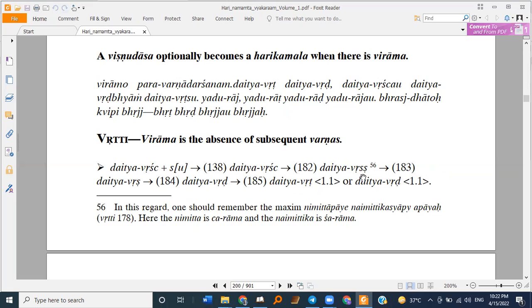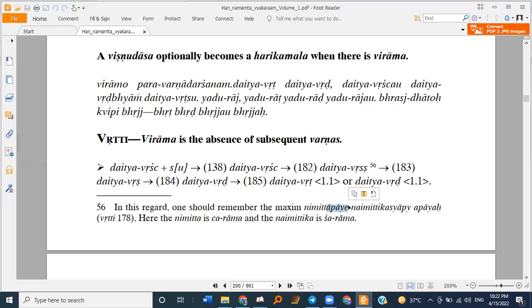Now, when Cha changes to Sh, this Sh, which was originally Sa, again, when the cause is gone, the effect is gone. Sa changed to Sh because Cha was the reason, the cause. Now, when the cause itself is gone or replaced by something else, then this effect is also gone. So Sh becomes Sa again. Okay. So, please remember this maxim: Nimitta paaye naimittikasyapya paayaha.